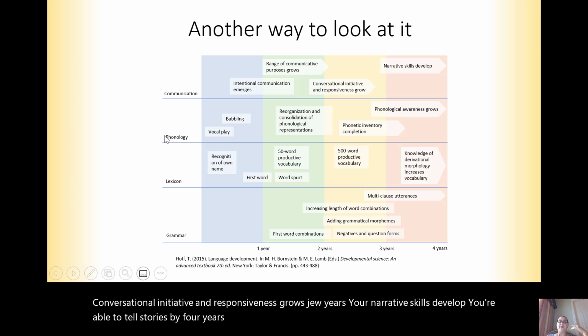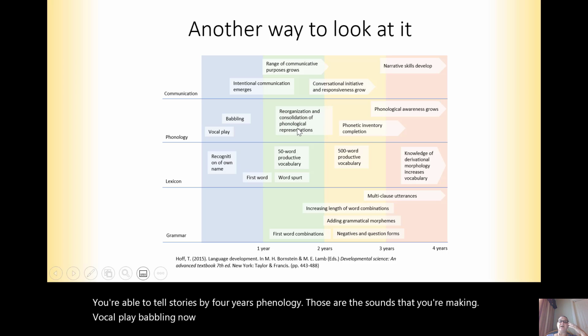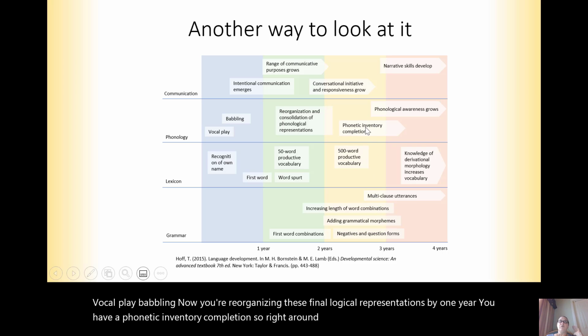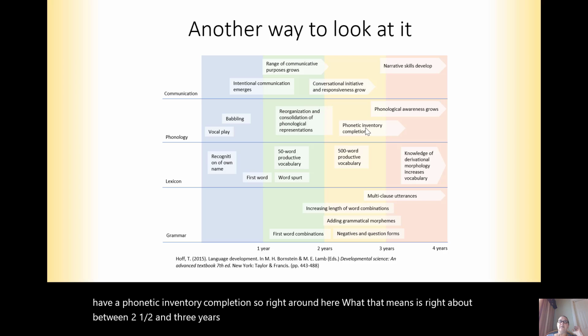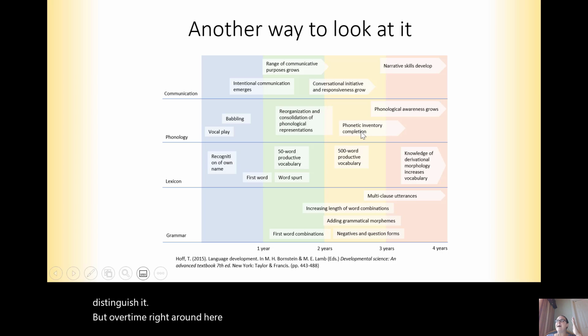Phonology, those are the sounds that you're making. Vocal play, babbling. Now you're reorganizing these phonological representations by 1 year. You have a phonetic inventory completion. Right about between 2.5 and 3 years old, the sounds that you are going to use in your language are sort of baked. In the beginning, prior to that, you can hear any sound in any language and distinguish it. But over time, right around here, you stop hearing the sounds that aren't used in your language.